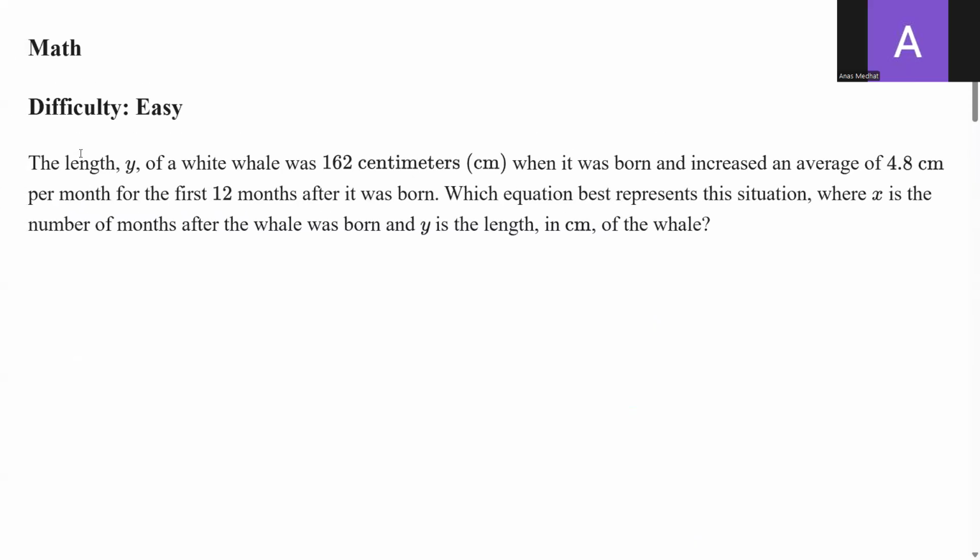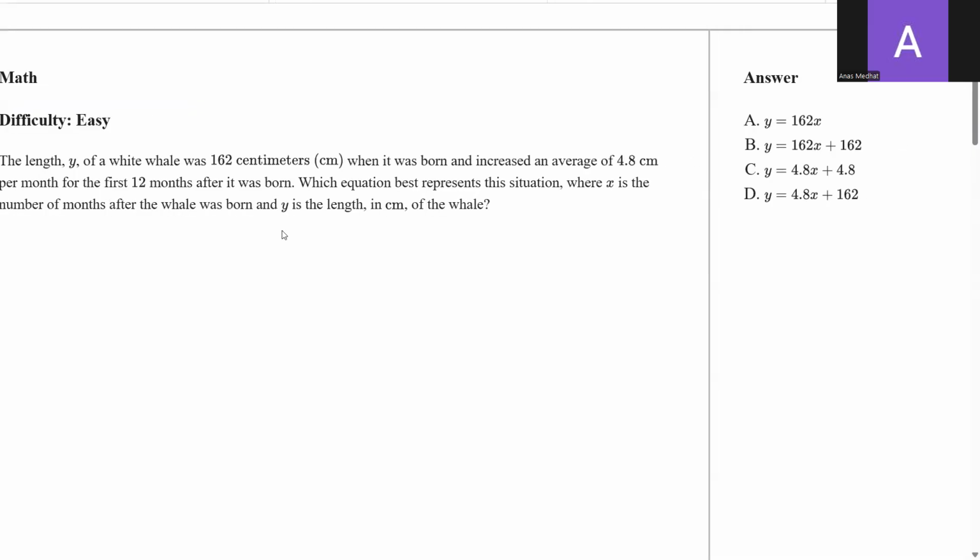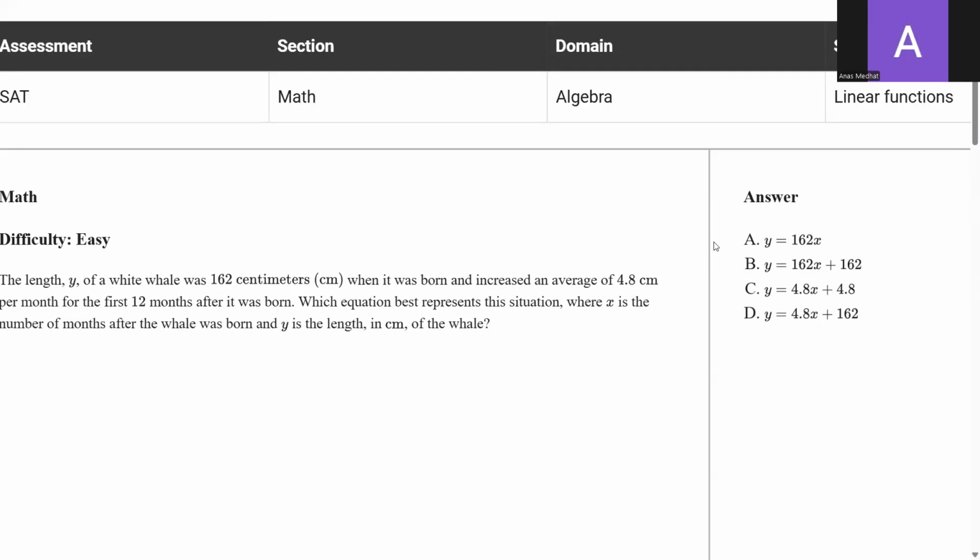The length Y of a beluga whale was 162 centimeters when it was born, and increased an average of 4.8 centimeters per month for the first 12 months. So it was 162 when it was born. Which equation represents this? Okay, so this is the initial, and this is the rate, and that's it. So this is beside the x, always the rate is beside the x, and the initial is alone. So the answer is D.